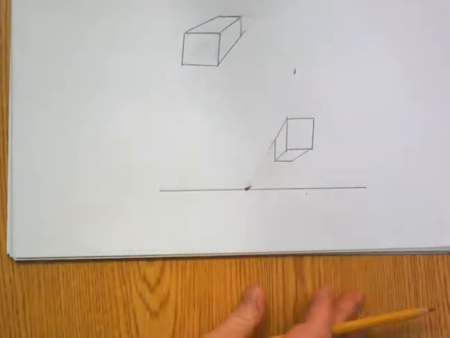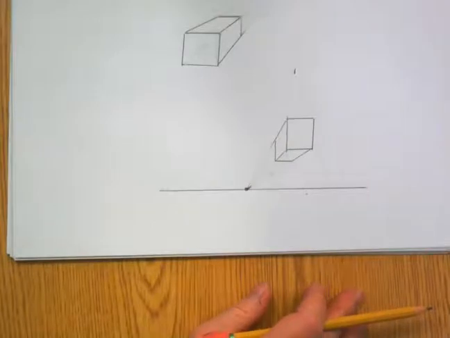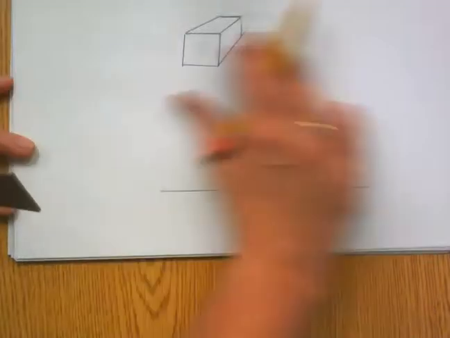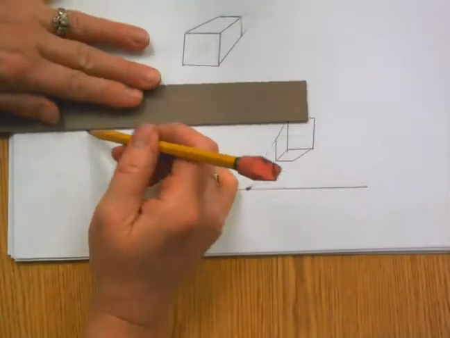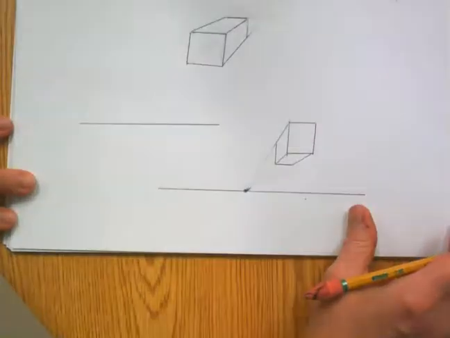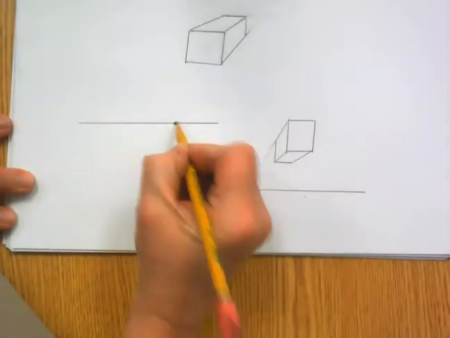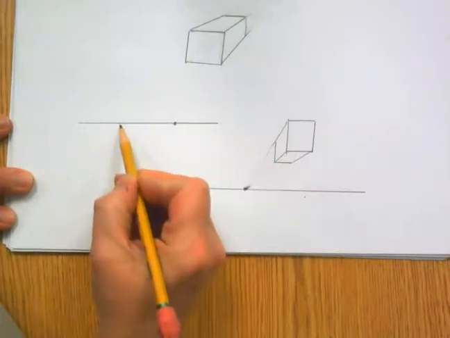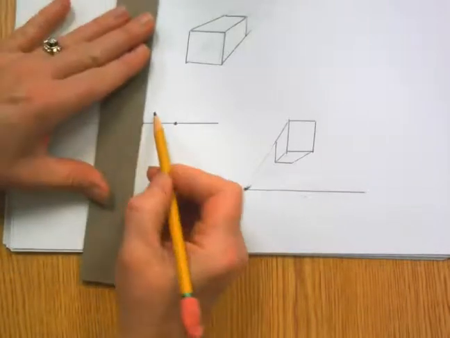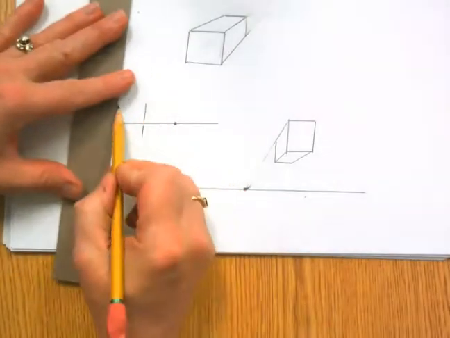Oh no, what if it's on the eye level line? What if you have a cube sitting right in front of your eyes on your eye level line? What would that look like? Here's my eye level line. Not very straight. Okay? Here's my vanishing point. What if my cube is right on the eye level line? Could that happen? Sure. I could draw a cube right on my eye level line.